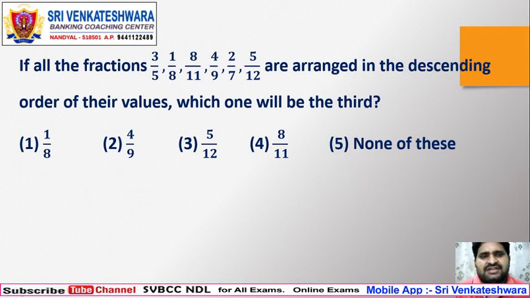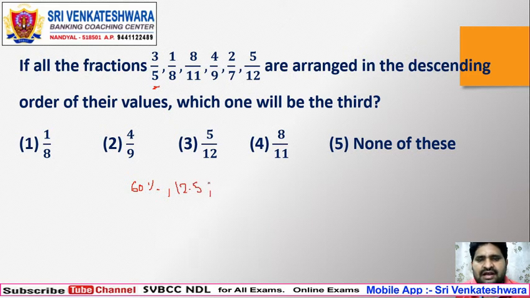Again, same fractions. If all the fractions 3/5, 1/8, 8/11, 4/9, 2/7, 5/12 are arranged in descending order of their values, which of the following will be the third one? So again, let's check. Write in descending order. So first of all, convert to percentages. 3/5, I know it's 60%, and 1/8, I know it's directly 12.5.